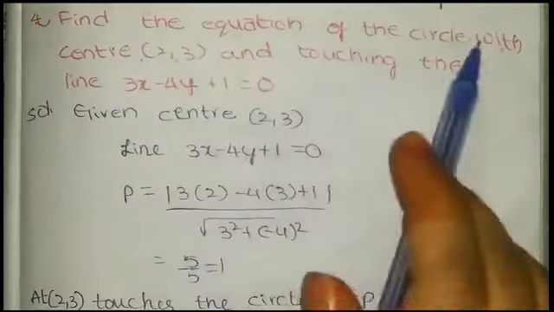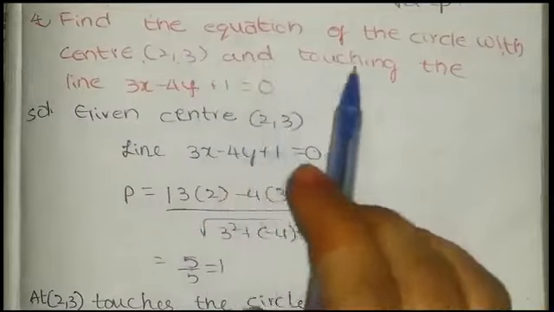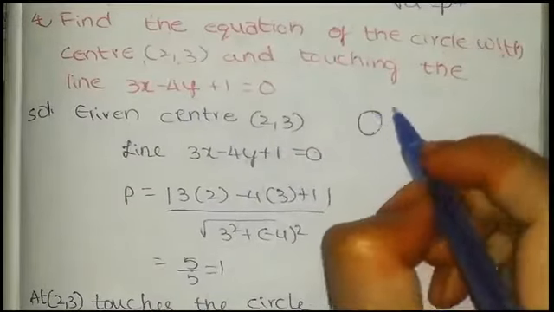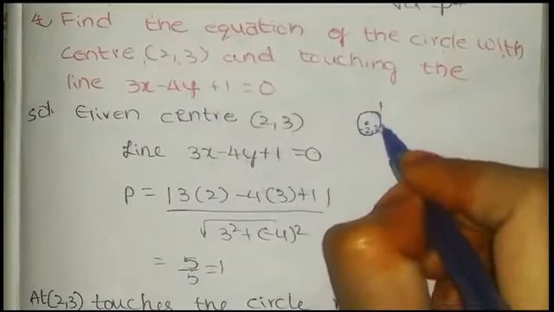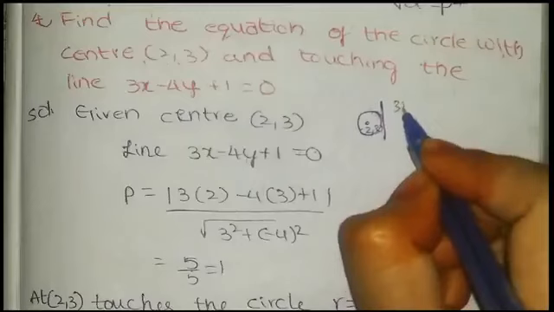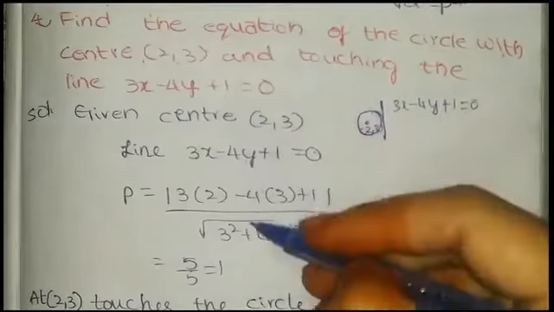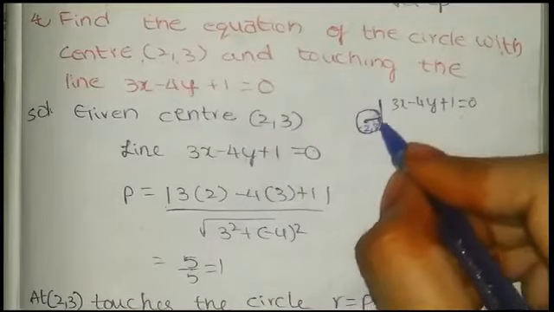So find the equation of the circle with center (2, 3). They have given a center and a touching line. So we have to find the circle equation, and the center is (2, 3). The given line touches the circle, meaning it is a tangent: 3x minus 4y plus 1 equal to 0. This is the tangent. So if it is touching, then it is perpendicular.